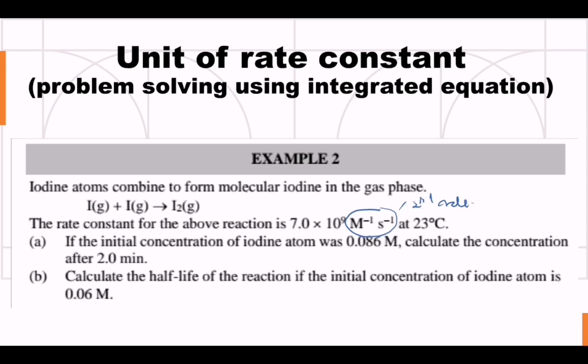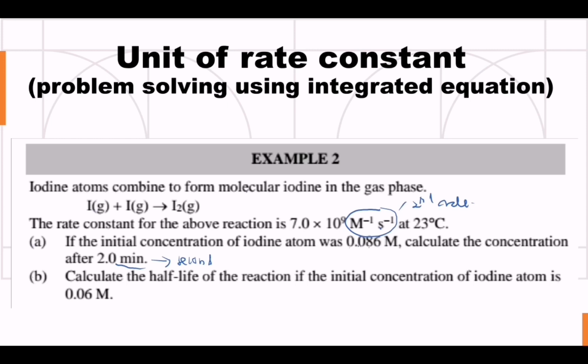Okay, so sekarang kita dah tahu second order. So kita akan gunakan integrated rate equation untuk selesaikan soalan A dan B. The initial concentration of iodine atom is 0.086. So ini adalah A0. Calculate the concentration after 2 minutes. Okay, so kat sini masa yang dibagi adalah minit. But the unit for time for rate constant is S-1. So you have to convert into second. Kita convert tu disebabkan unit masa sini. The unit for time for rate constant is in second.